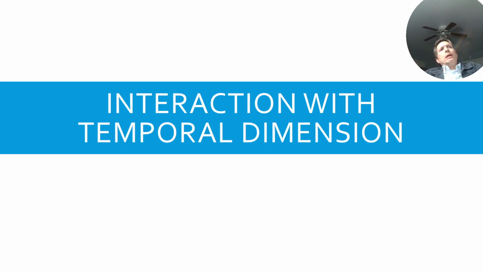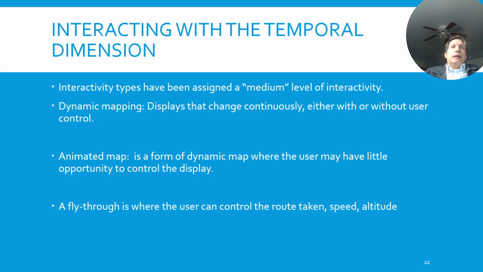Now moving to the second level, that is the interaction with temporal dimensions. This is at a medium level of interactivity, and it allows us to have dynamic mapping, to see how data changes in a continuum. We can create animated maps, a form of dynamic map where we have some opportunity to control, or we can have flight-throughs where users can control routes, speed, altitude, things like that.